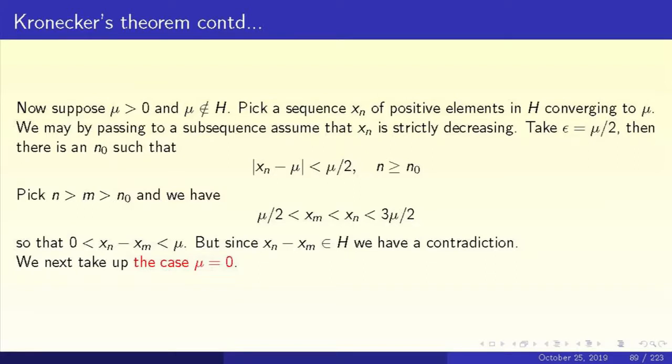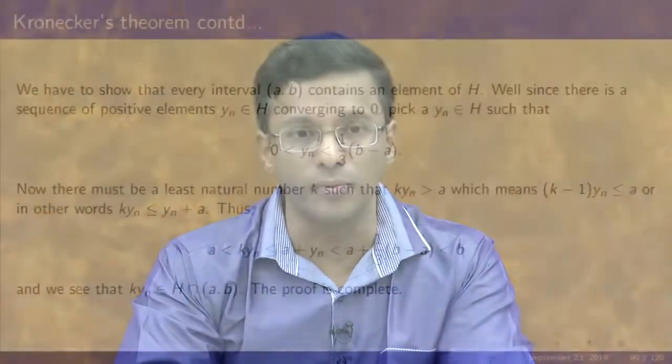So now what does that mean? That means that xn minus xm is positive and less than mu by 2. So xn and xm are in H, so xn minus xm is a positive number in H which is less than mu by 2, which contradicts the fact that mu is the infimum. So this case is also out. So we are now left with the only case that this infimum mu is 0. So let us take this case where the infimum is 0.